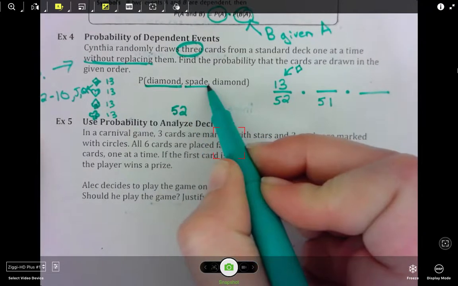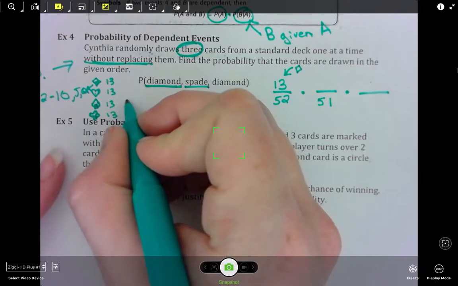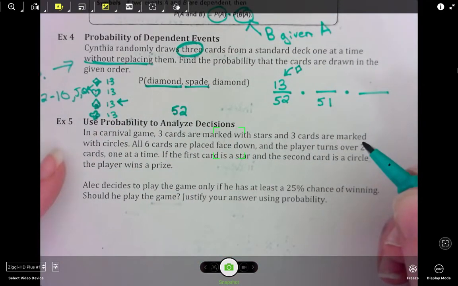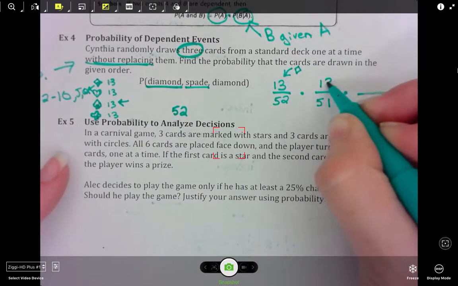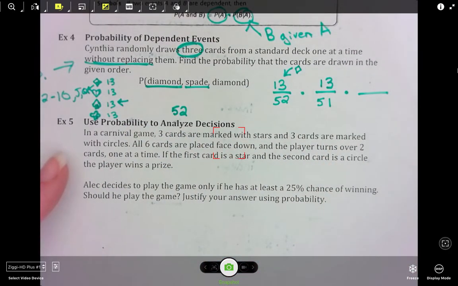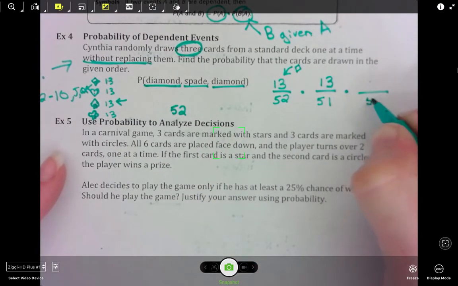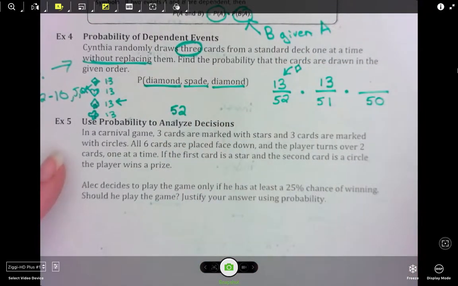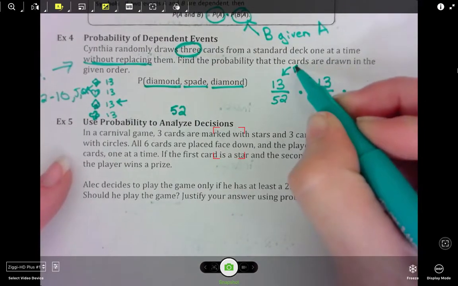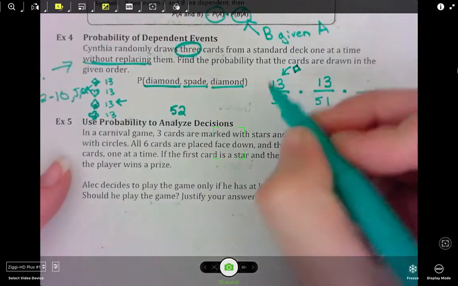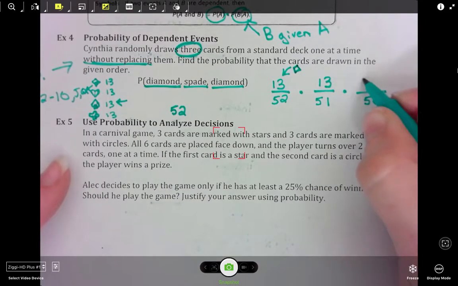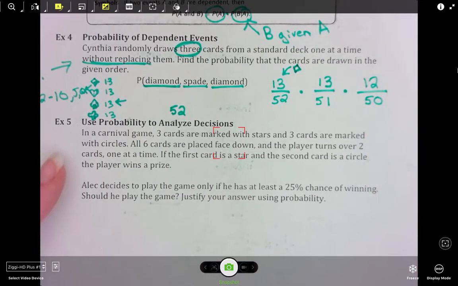The next time I want to draw a spade. A spade looks like this. It looks like a shovel, kind of. There are 13 of those, okay? 13 out of 51, and the last one is a diamond again, okay? Now there are only 50 cards because I didn't replace the first 2. But since I drew a diamond in the first draw, there are only 12 diamonds left.